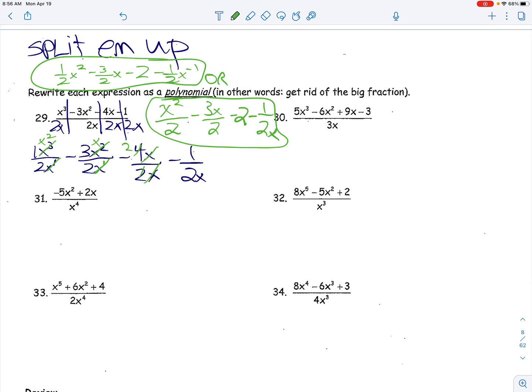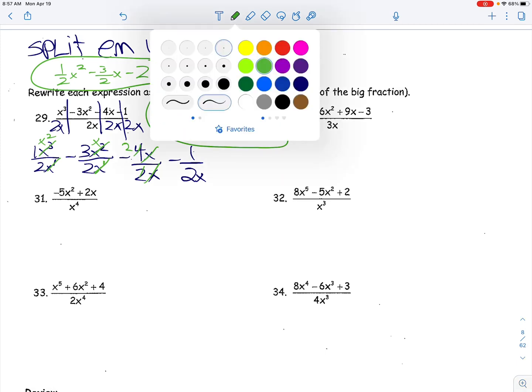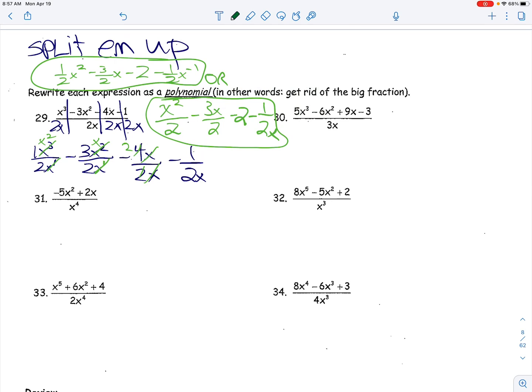All right, what else here? I'm going to do another one of these. How about 32? Let's do that next, 32. All right, so once again, split them up. This is not a long division. It's not a synthetic division, because it's a monomial denominator. It's not an x plus 3.